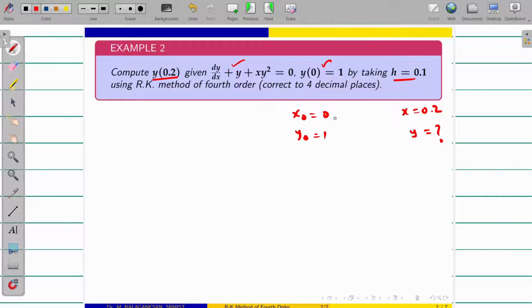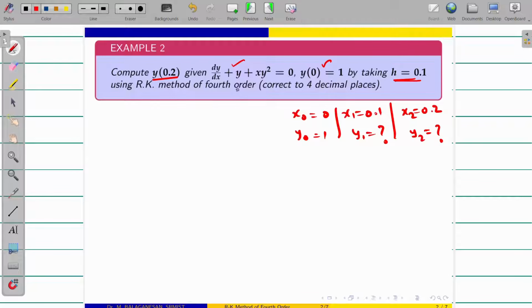So now what about the distance? 0 to 0.2. It will be 0.2. But what did they ask us to do? They asked to take h equal to 0.1. Then what you have to do here? Then what about x1? You have to give the increment 0.1. So 0 plus 0.1, x1 is 0.1. What is the value of y1? Then x2 is 0.2. What is the value of y2? This is what we have to do here, guys.